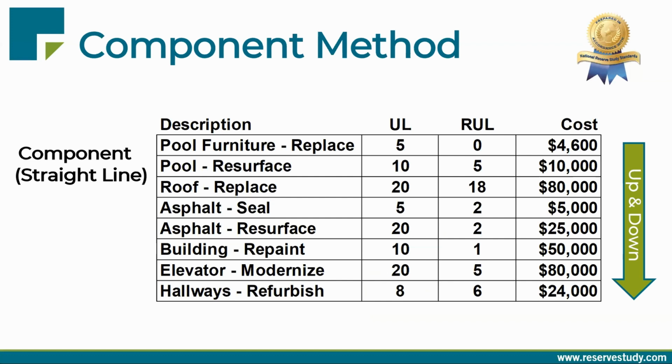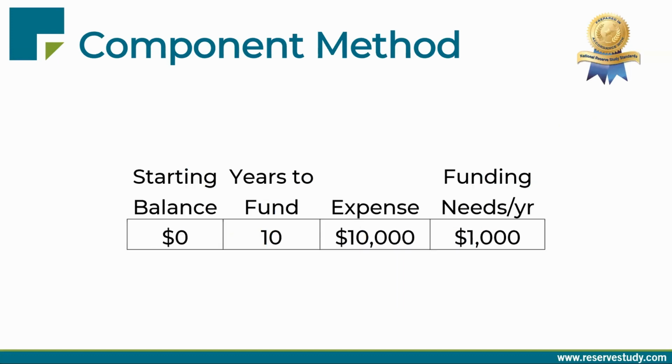I'll explain it this way. Let's take the second component from the list, pool resurfacing, a $10,000 project that needs to be done every 10 years. With that in mind, when the pool is new and without complicating this illustration with interest or inflation, you have 10 years to collect $10,000. So your reserve funding requirements are $10,000 divided by 10 years or $1,000 a year.